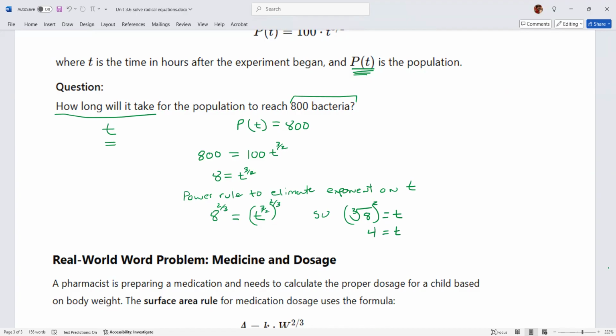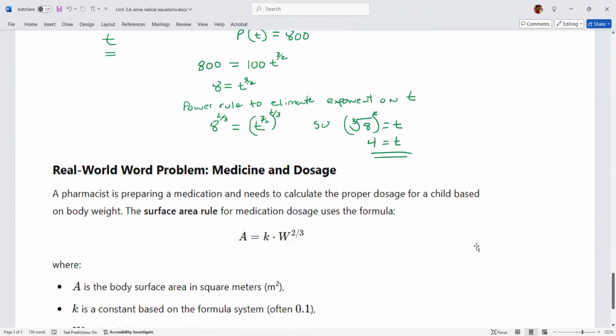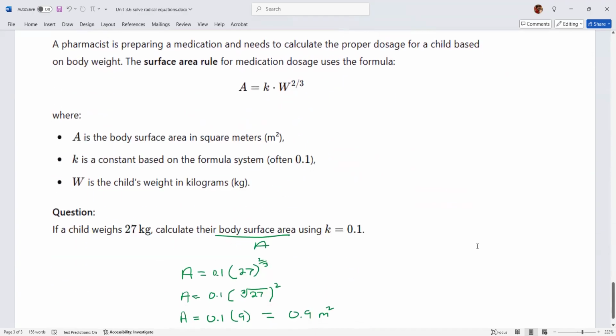The left side is 8 raised to the 2/3, which is the cube root of 8 squared. Well, the cube root of 8 is 2. 2 squared is 4. So there's a solution. So if I want to get rid of an exponent, raise it to its reciprocal, but just do it to both sides. The last problem is going to be a little bit simpler, because they're asking you to compute, in this case, the body's surface area, which is A, given the weight of 27 kilograms.